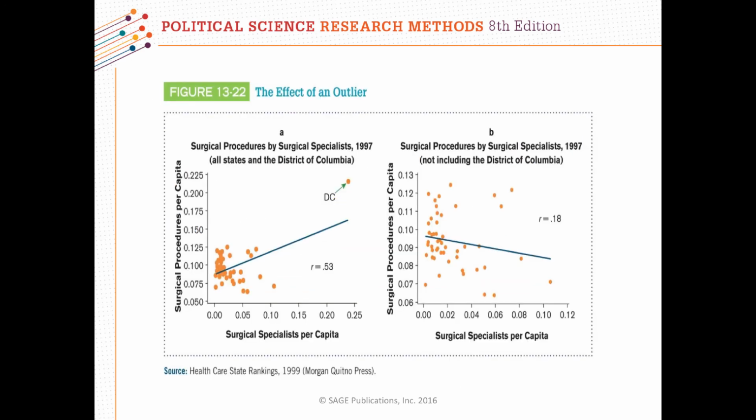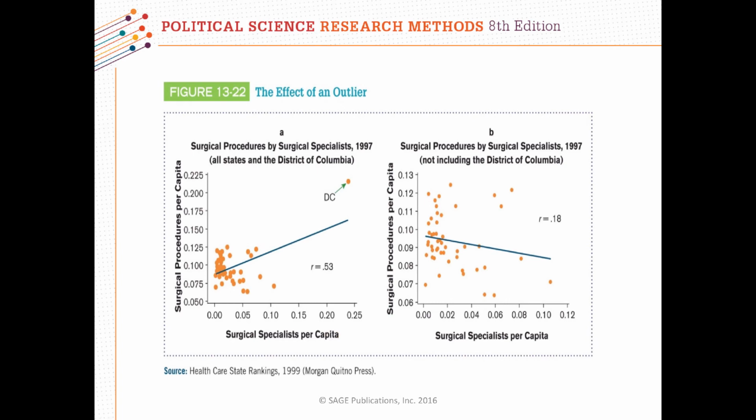So there can be problems, though, interpreting regression when you have data that have outliers. So, for instance, surgical procedures by surgical specialists in all states and the District of Columbia, 1987. And this is surgical specialists per capita. What you see here is DC. They have a lot of surgical procedures done and a lot of surgical specialists. I guess a lot of people in DC are having plastic surgery.